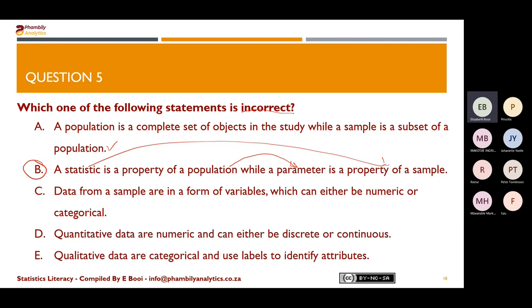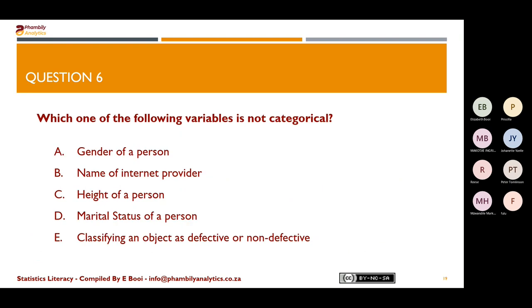So labels like VW, Jeep, Toyota, those are labels that identify attributes. Okay.